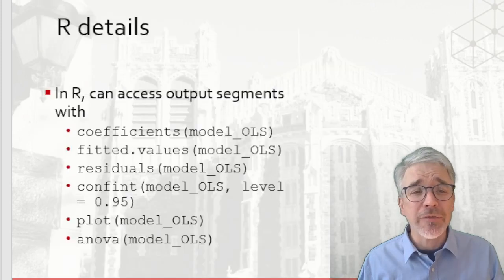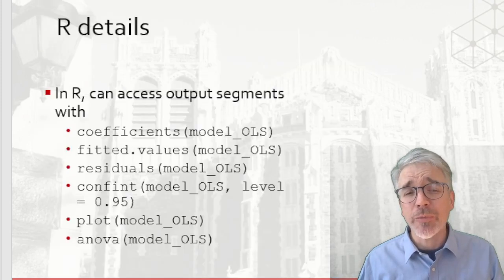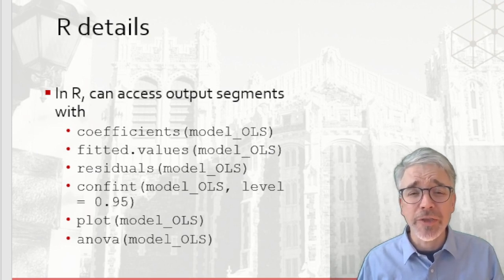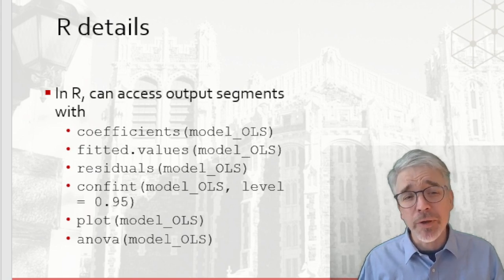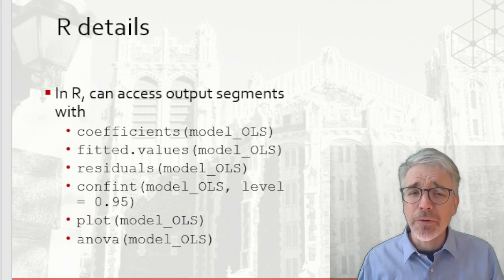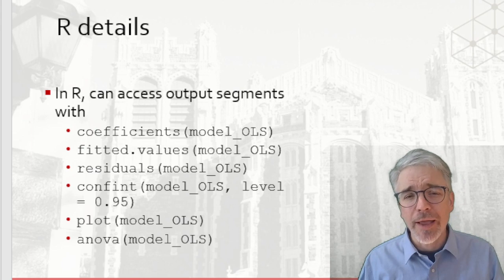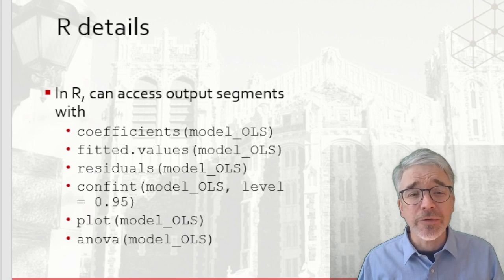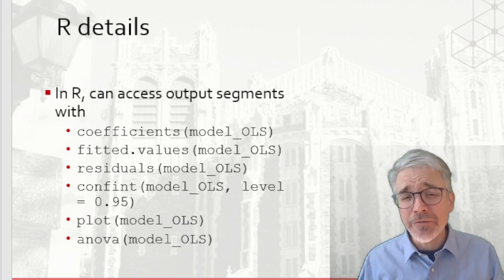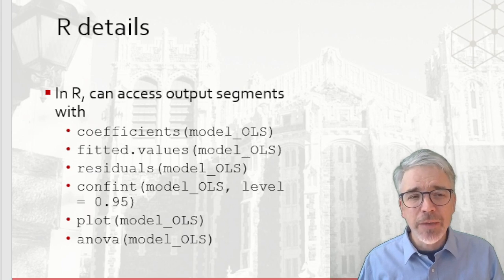In R, we have a lot of handy ways to work with the output from the lm call. Once you estimate the model, as in the previous slide, you can access various segments of the output. The coefficients of model OLS bring the coefficients. The fitted values of model OLS bring the fitted values, the y hat. The residuals, the difference of y hat from y, that gives those. confint gives you the confidence interval for each of those coefficients. The plot gives a bunch of interesting plots. anova gets you the ANOVA tables. Yeah, it's not exactly mysterious notation.